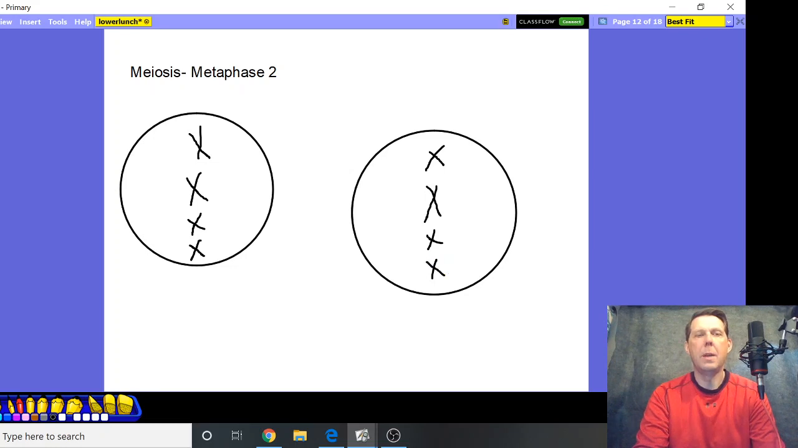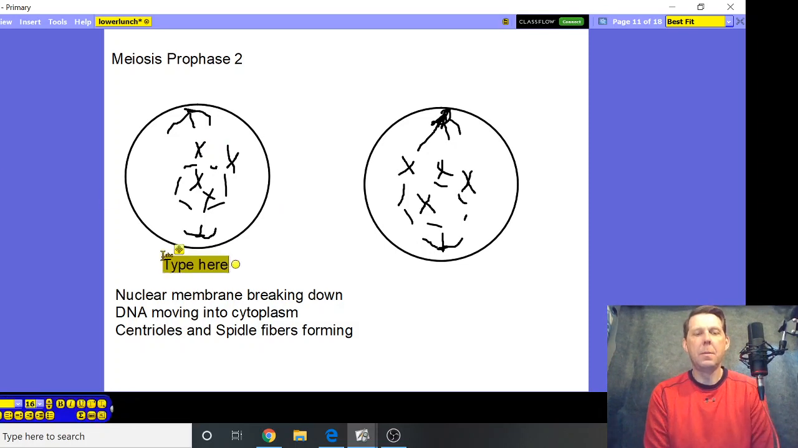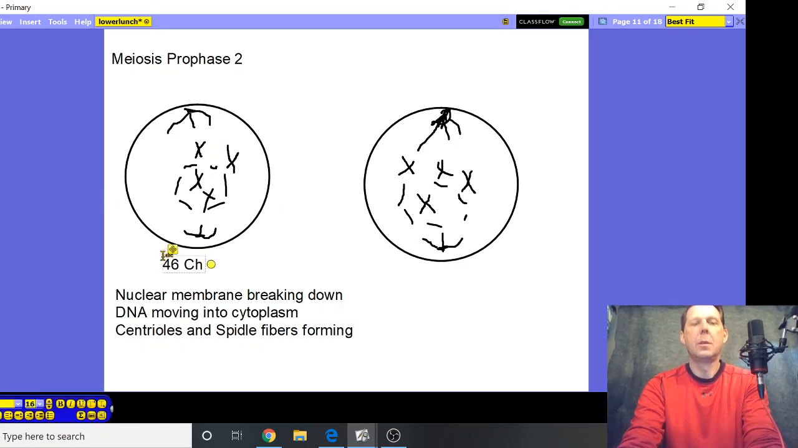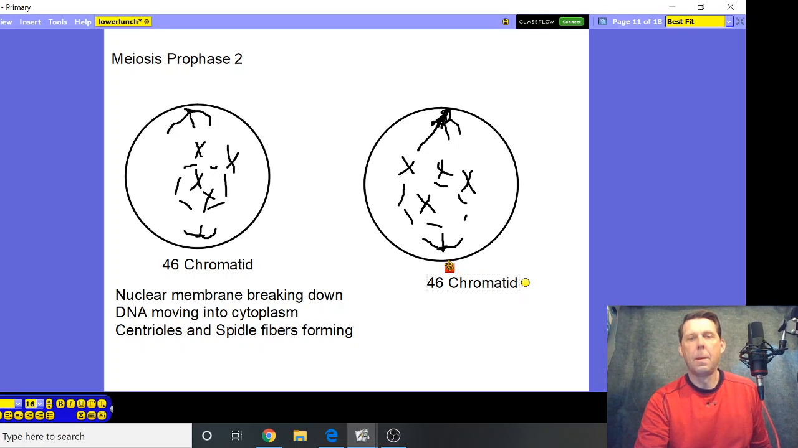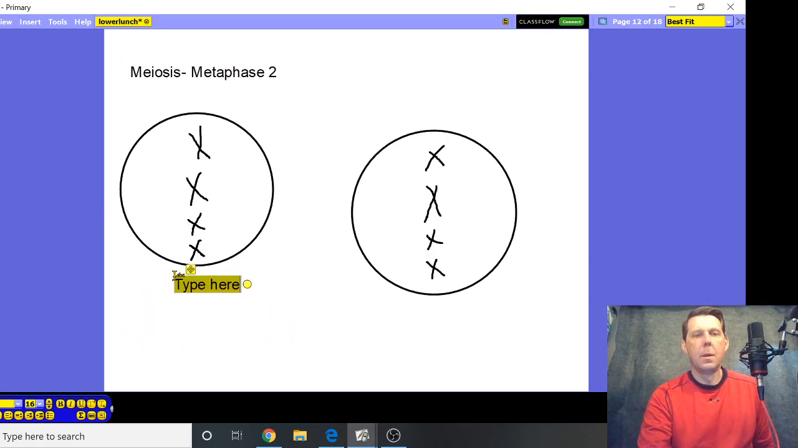Okay, let's go back for a second to prophase. If we're going to label chromatids, how many are we putting in here? How many are in that one? If you're thinking 46, you are thinking correct. And 46 chromatids over here. And that will be the same over here, and here.